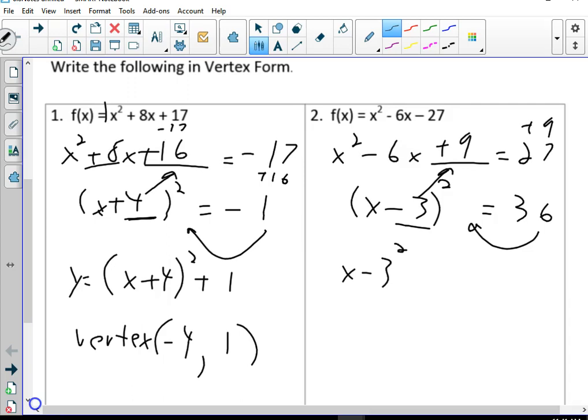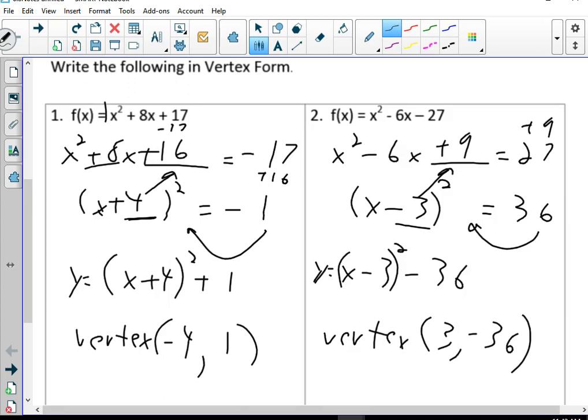(x minus 3) squared minus 36, and then what's our vertex? Good. 3, negative 36. So there's a parabola, and it's the opposite of whatever this is. So if this is negative 3, it's going to be positive 3. If this is positive 4, it's going to be negative 4. So that means the vertex is way down. Go right 3, down 36. That's going to be the lowest point. So this is obviously a happy parabola.